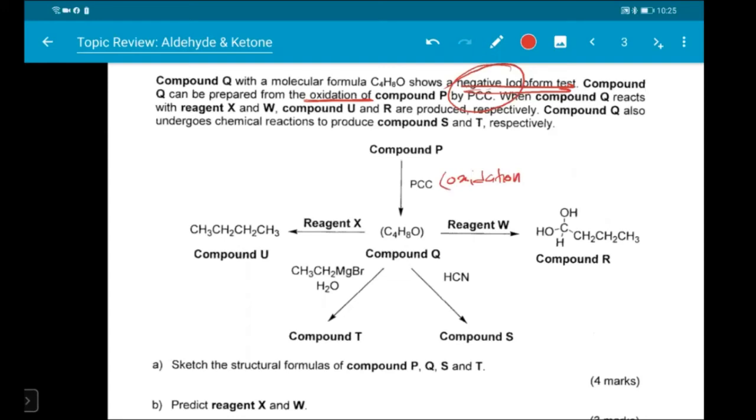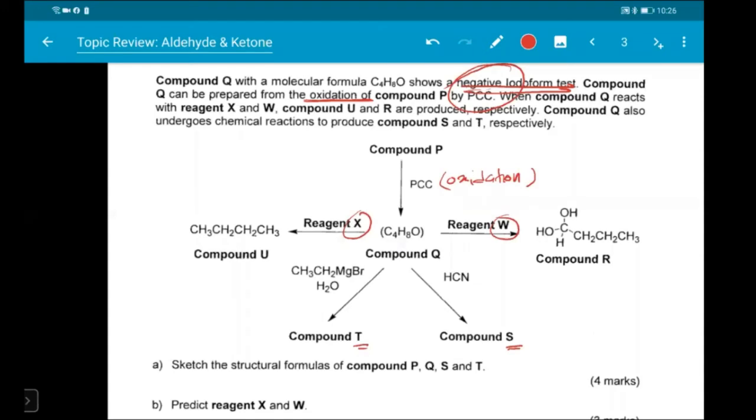Okay, oxidation reaction. Alright. When compound Q reacts with reagent X and Y, compound U is our product. Okay. This is compound. This is reagent X. This is reagent W. Alright. Dia akan jadi compound R. Dia akan jadi compound U. And then compound Q also undergoes chemical reaction to produce compound S and T. Ada compound S dengan ada compound T.